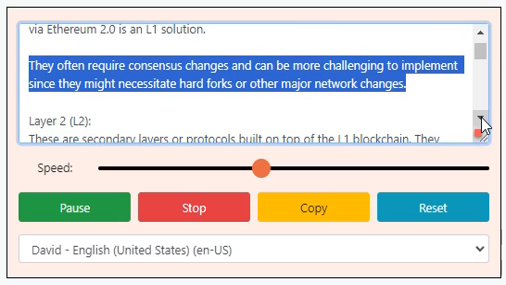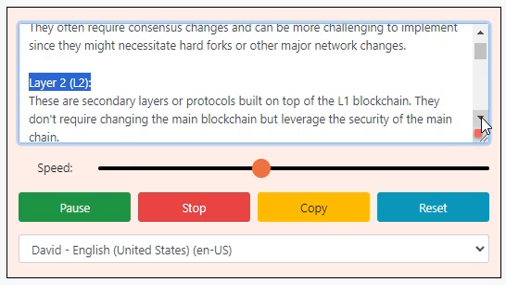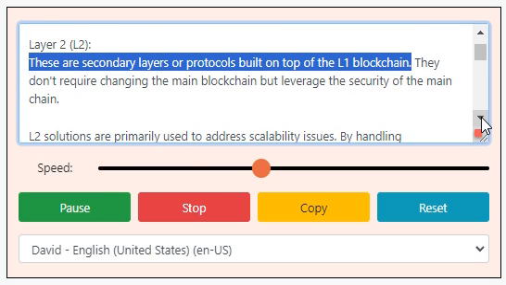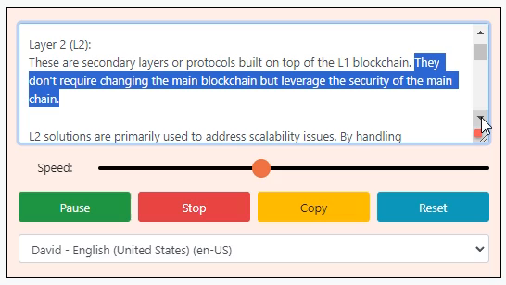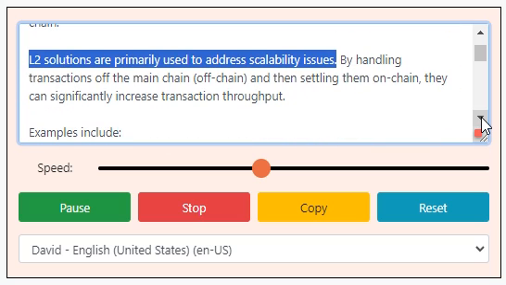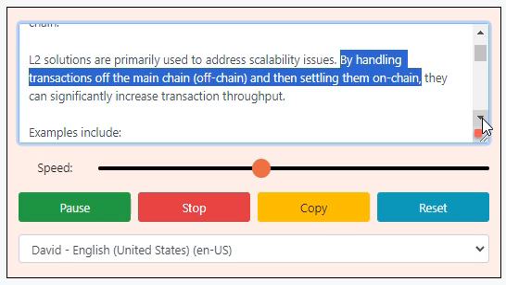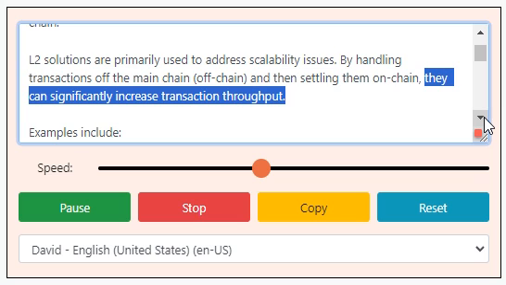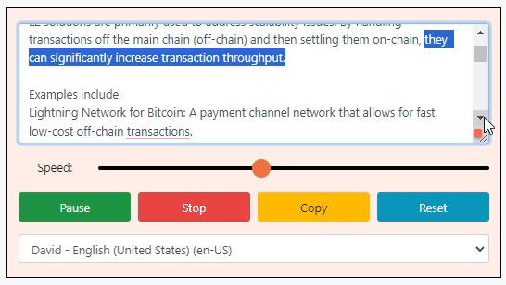other major network changes. Layer 2, L2. These are secondary layers or protocols built on top of the L1 blockchain. They don't require changing the main blockchain but leverage the security of the main chain. L2 solutions are primarily used to address scalability issues. By handling transactions off the main chain, off-chain, and then settling them on-chain, they can significantly increase transaction throughput.